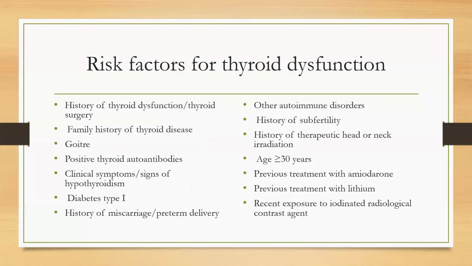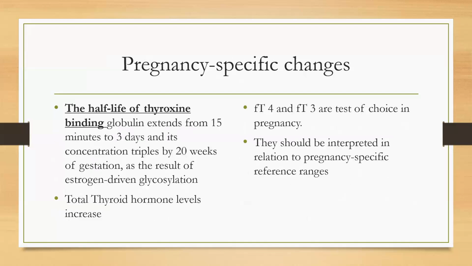So risk factors for thyroid dysfunction are history of thyroid dysfunction, thyroid surgery, family history of thyroid disease, goiter, positive thyroid autoantibodies, clinical symptoms and signs of hypothyroidism, type 1 diabetes, history of miscarriage, preterm delivery, other autoimmune disorders, history of subfertility, history of therapeutic head or neck irradiation, age equal to or more than 30 years, previous treatment with amiodarone. Amiodarone causes both hypo and hyper. Previous treatment with lithium. Recent exposure to iodinated radiological contrast agent.